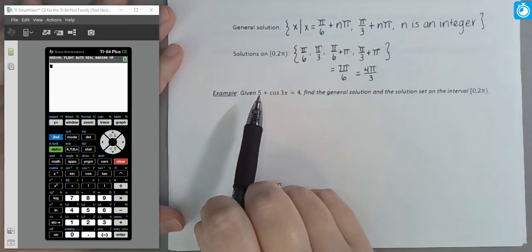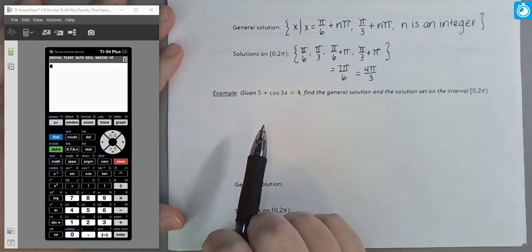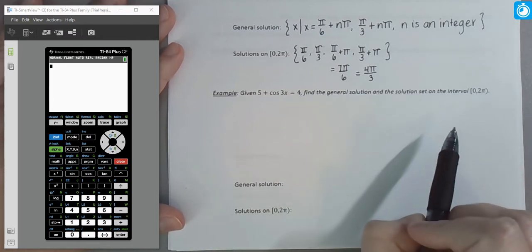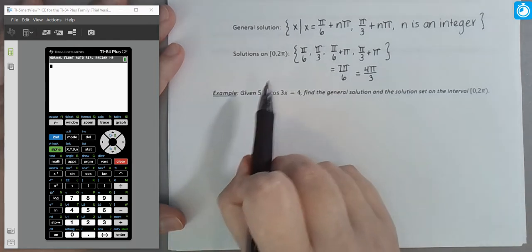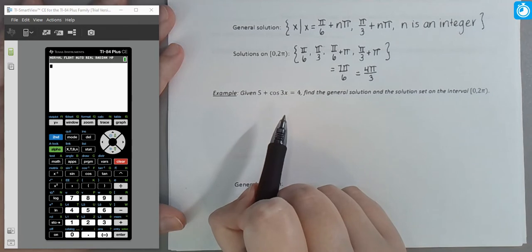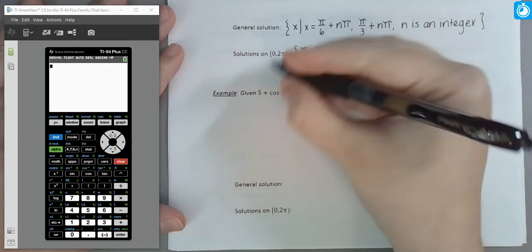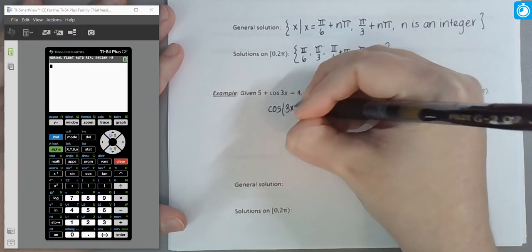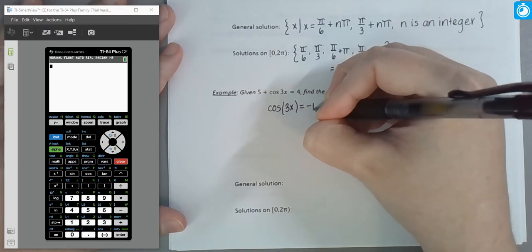Okay, so our equation is 5 plus the cosine of 3x is equal to 4. And again, we want to find the general solution to this equation, the formula, and the solution set within our first rotation from 0 to 2 pi. So again, start by isolating your trig function so that we can isolate x. So I need to subtract 5 and move it over. So cosine of, and I'm going to put it in parentheses, cosine of 3x is equal to 4 minus 5, which is negative 1.